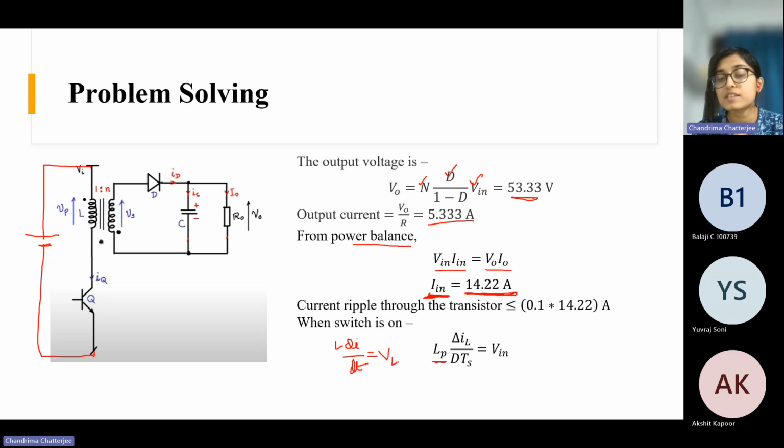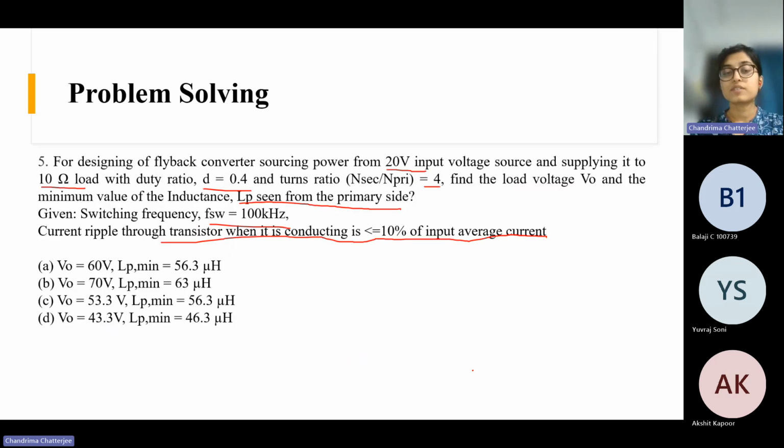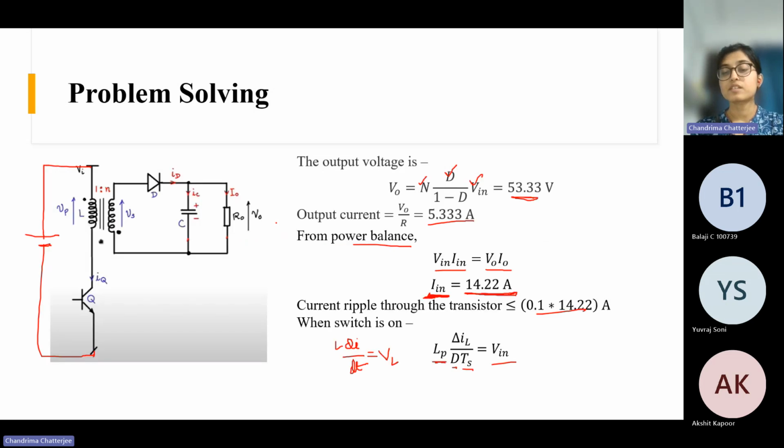So here di is delta IL, that is the current ripple, and dt is duty times the time period, because during this interval only this gets energized. That value is V in, because the voltage appearing across the winding is V in. So we know delta IL from here. We know the duty value. We know TS because they have given the switching frequency 100 kilohertz. So TS is 1 by Fs.